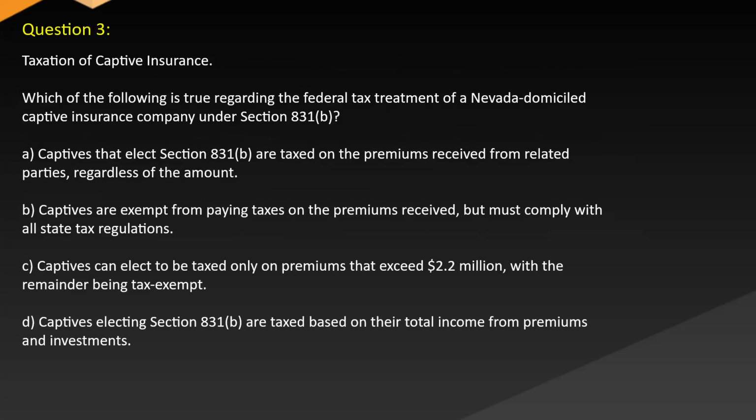Question 3. Taxation of captive insurance. Which of the following is true regarding the federal tax treatment of a Nevada-domiciled captive insurance company under Section 831? A. Captives that elect Section 831(b) are taxed on the premiums received from related parties, regardless of the amount. B. Captives are exempt from paying taxes on the premiums received, but must comply with all state tax regulations. C. Captives can elect to be taxed only on premiums that exceed $2.2 million, with the remainder being tax exempt. D. Captives electing Section 831(b) are taxed based on their total income from premiums and investments.